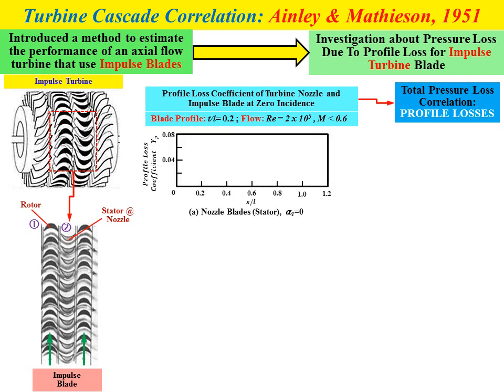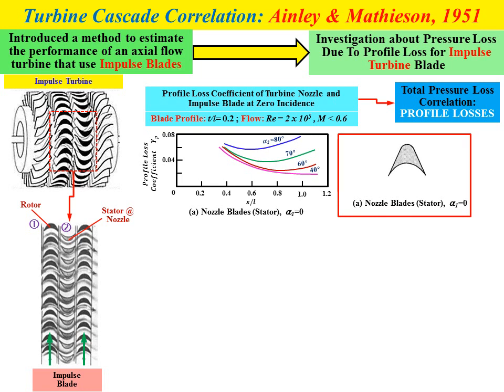The first result, shown by the graph, is the profile loss coefficient, represented by the symbol YP for the impulse turbine, versus s over l. This result is for the nozzle blade or stator, where alpha 1, the inlet flow angle, equals 0. In this graph we have a number of curves that represent the result for different values of alpha 2, the outlet flow angle, starting from 40 degrees up to 80 degrees. In case you need data for alpha 2 between 70 degrees and 80 degrees, you need to make your own graph by using the interpolation method. You need to make an estimated curve to obtain the specific data from the graph.